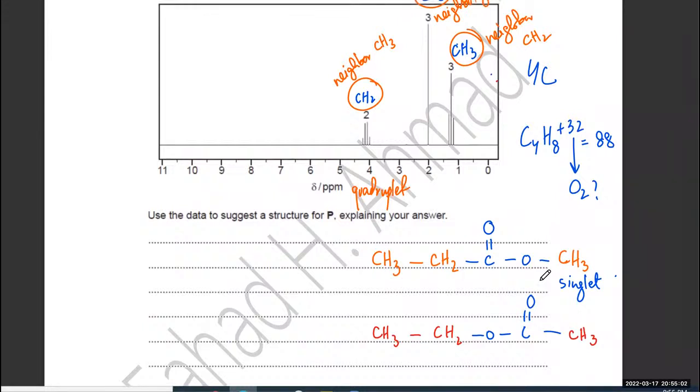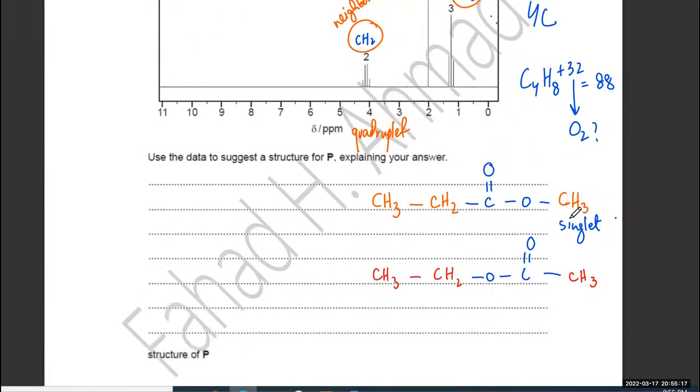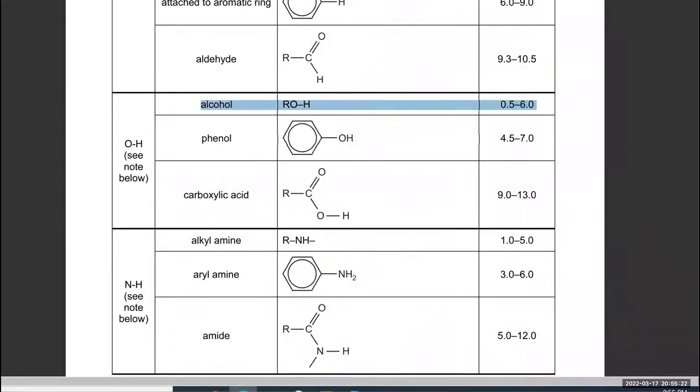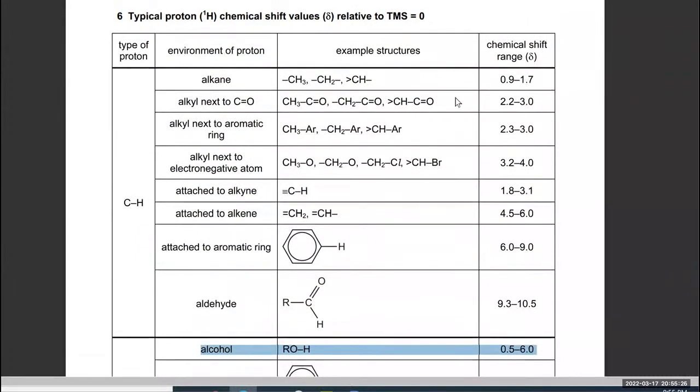Now what I need to know is which one is the correct one out of the two. So I'm going to look at the values. Let's look at the singlet. The singlet is this one, so it's resonating at somewhere around 2. If I open the data booklet, when does it resonate around 2? When it's right next to a carbon which is making a double bond with O. Is that clear?